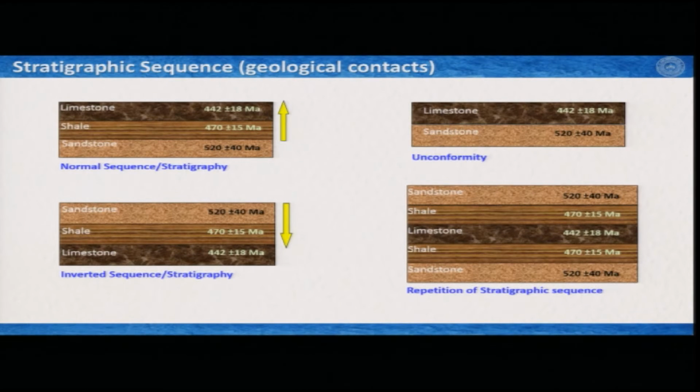Sometimes some layers are missing. That means either they were eroded later, after the deposition, or there was no sedimentation at that particular time. So if something is missing, then we assign it an unconformity. There are different types of unconformities. We are not going into that part. You must have learnt it in your sedimentology or stratigraphy lectures. But if there is an unconformity, this is something that we need to consider.